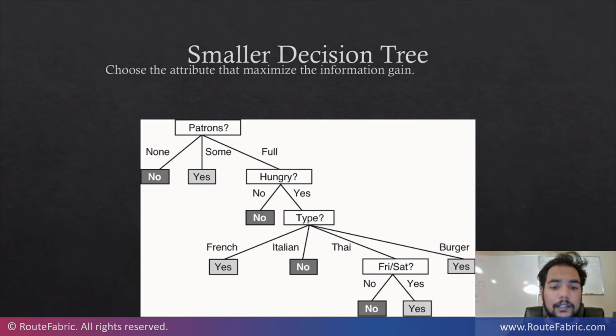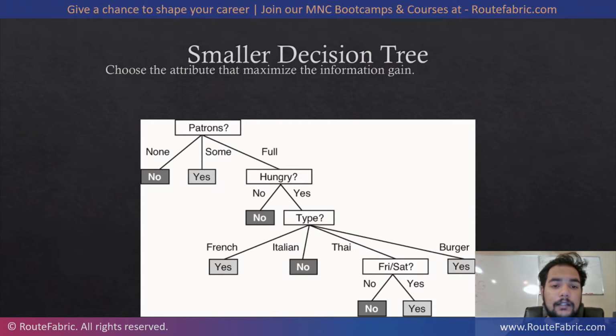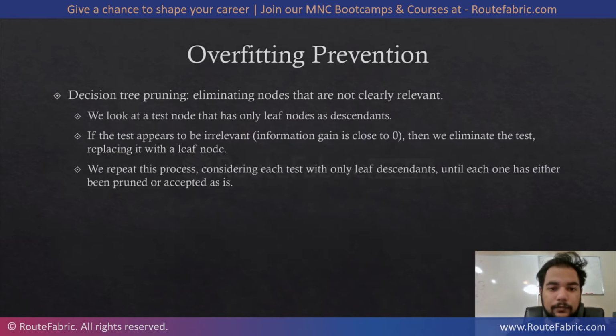Now let us look at the smaller version of the decision tree. Is the restaurant empty? If the restaurant is empty, there is no need to wait. If the restaurant is half full or partially full, you have to wait for them to create your table. If the restaurant is full, are you hungry or not? If you're not hungry, you can leave, or you will not wait. If you are hungry, then depending on the type of cuisine, you will decide whether you want to wait.